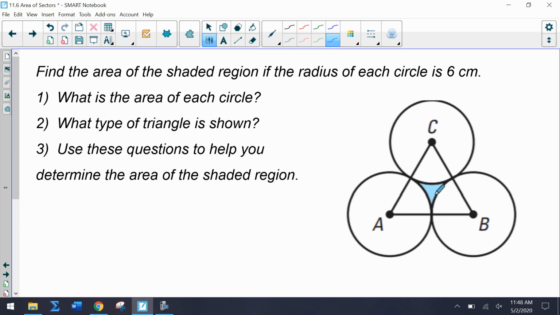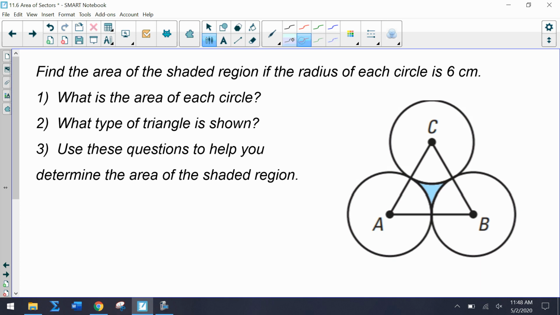Okay, so we have 2 more examples. This one's a bit more tricky, but we want to find the area of the shaded region if the radius of each circle is 6 centimeters. And we want to find first the area of each circle, and then figure out what type of triangle ABC is, and then use these questions to help us determine the area of the shaded region. And that shaded region is that blue space in the middle.